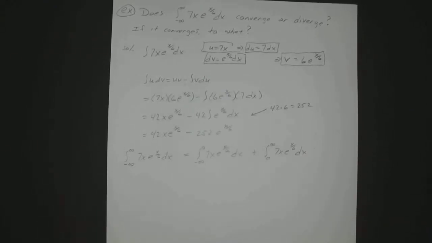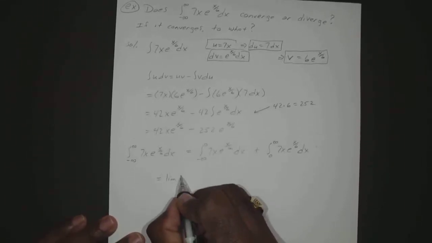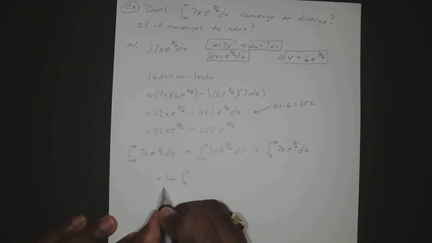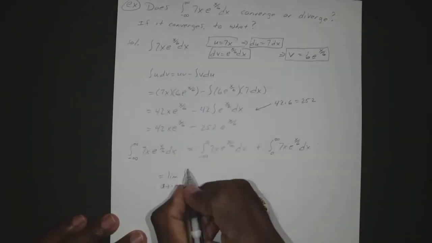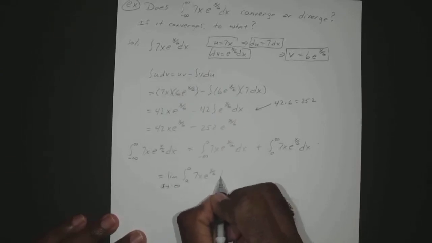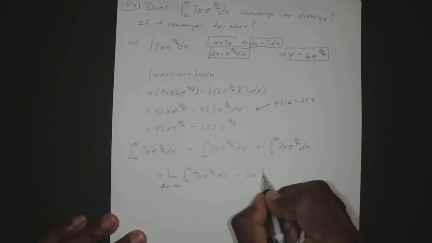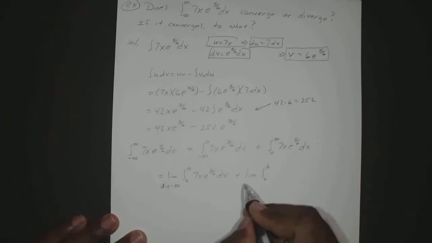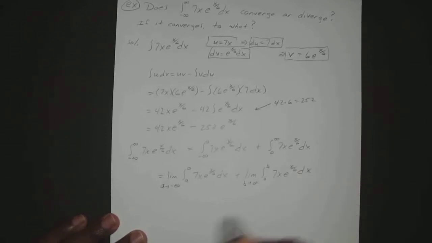Okay, and you just rewrite both of them. So if we rewrite both of them, we make the limit from a to 0 as a approaches negative infinity of 7x e to the x over 6 dx plus the limit from 0 to b as b approaches positive infinity of 7x e to the x over 6 dx.